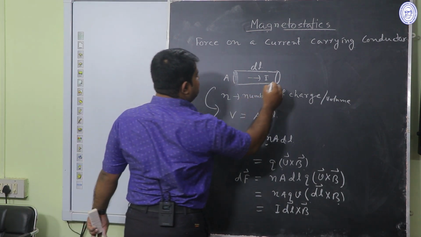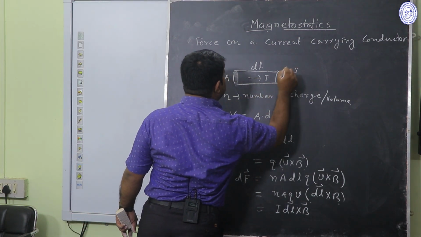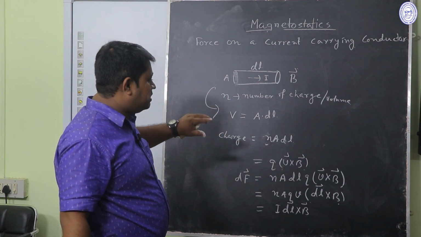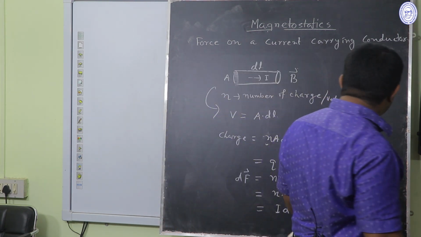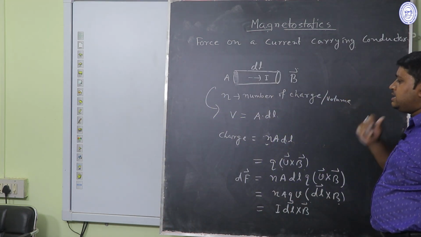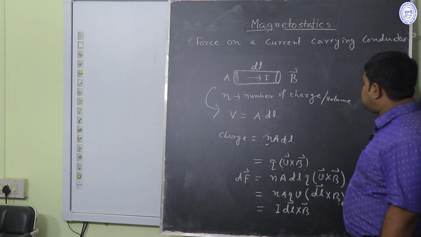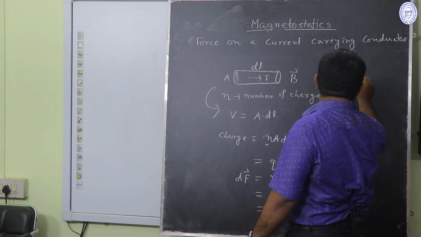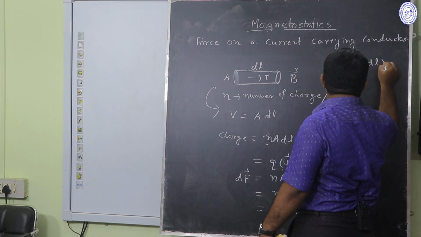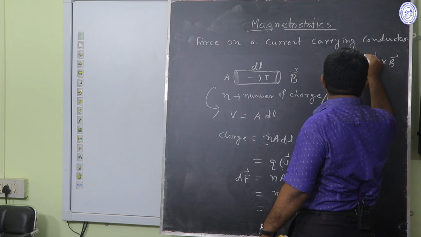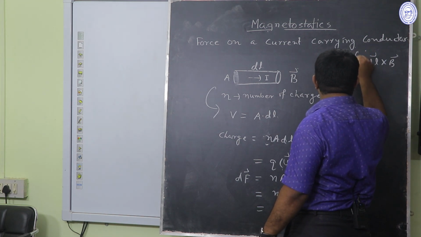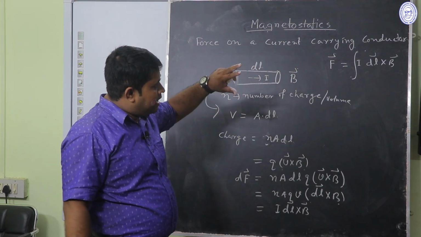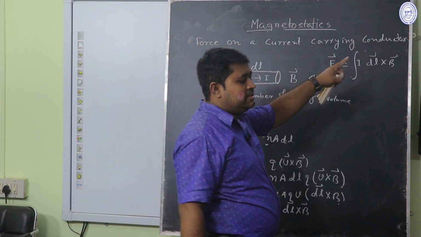where B is the magnetic field applied on the conductor. If the conductor has a finite length, the total force acting on the finite length of the conductor can be written as F equal to the integral of I dl cross B.